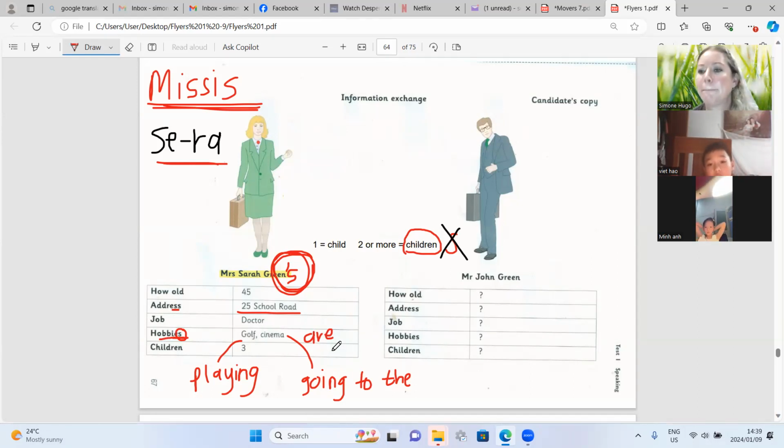How many children does Mrs. Sarah Green have? She has 3 children. Good job. Well done, both of you.